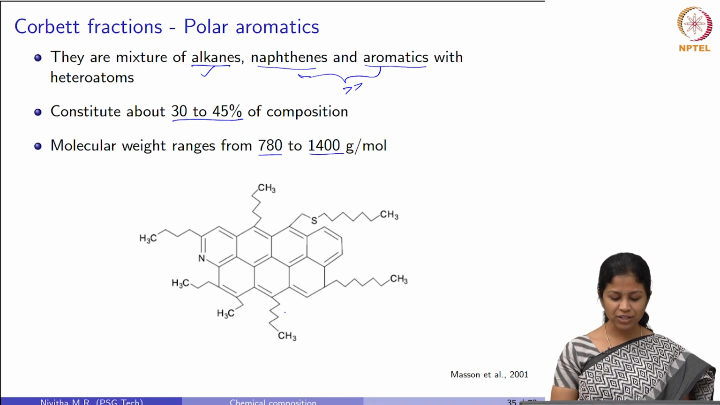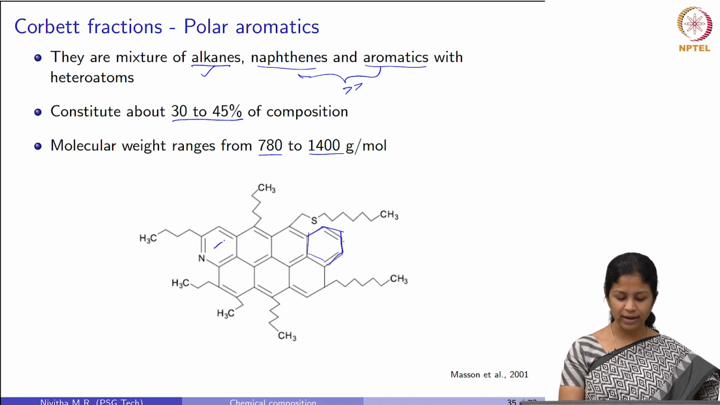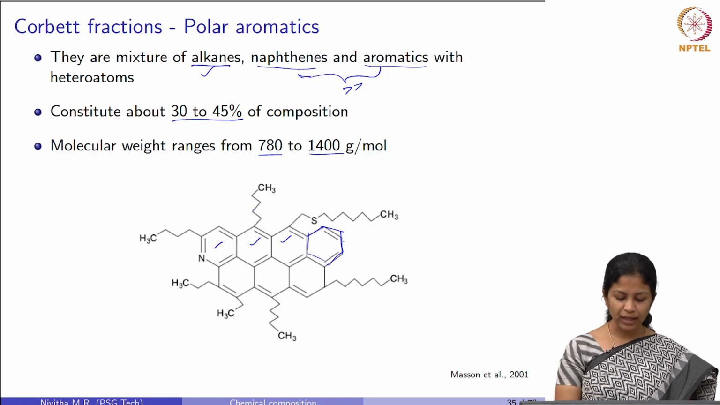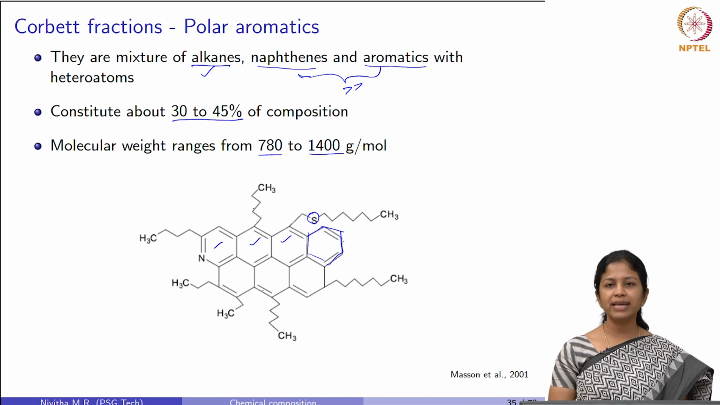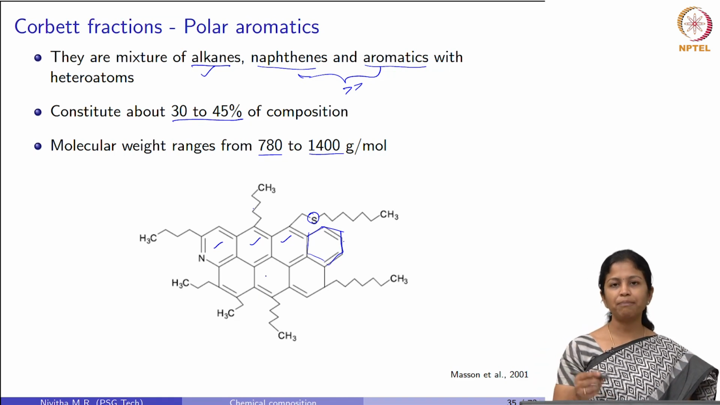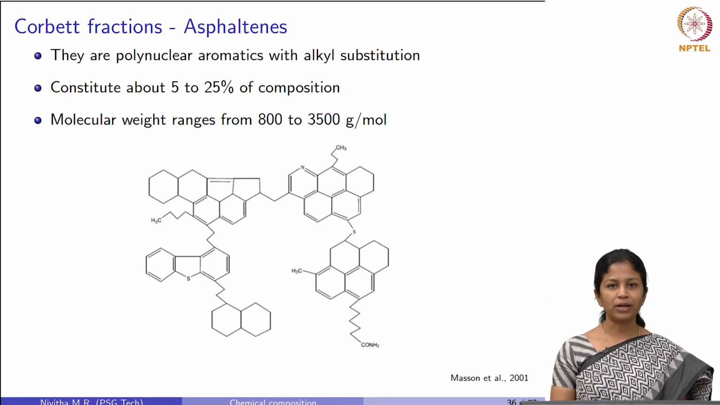If you look at this structure, we can see they have more amount of aromatics which is present here, all these rings which we can see here, right. They have more amount of aromatics, they also have alkanes, they also have heteroatoms, and you can see the molecules tend to get bigger, right. So, these are the polar aromatics fraction, and finally the asphaltene fraction.